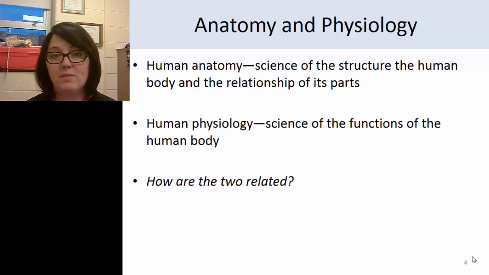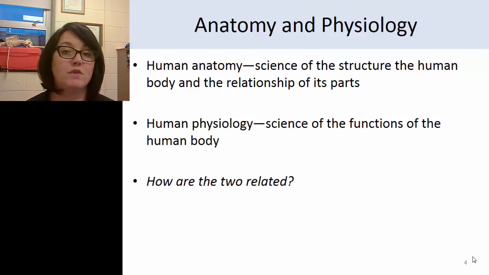Now, human anatomy is specifically looking at the science of the structure of the human body and the relationships of its parts, whereas human physiology is looking at the science of the functions of the human body. And the two are related, right? It's really hard to talk about one without talking about the other, right? How can you talk about the heart structure without talking about the functions of the heart? It's very difficult. So they are related.